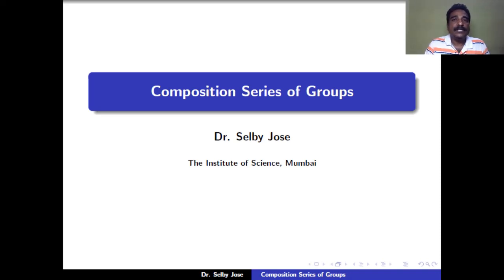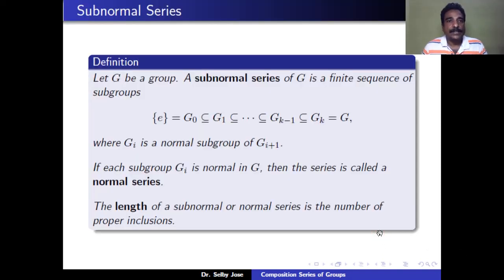So first we see the definition of subnormal series. So what is a subnormal series? Let G be a group. You take the chain of subgroups, beginning with the identity and ending at G. Here you can see that it begins at E, which we call G0, and which is contained in G1, contained in G2, etc., contained in Gk-1, which is contained in Gk, which is the same as G. That means each Gi is a subgroup of G and Gi is contained in Gi+1.